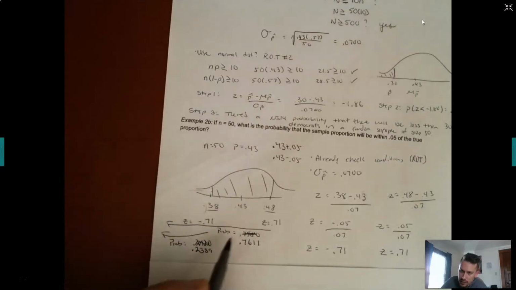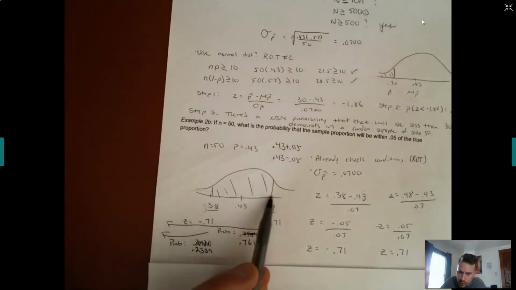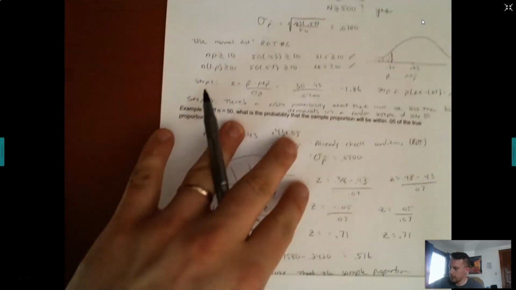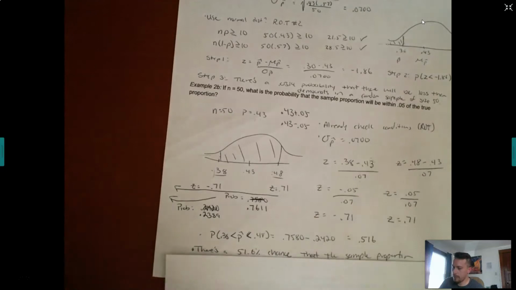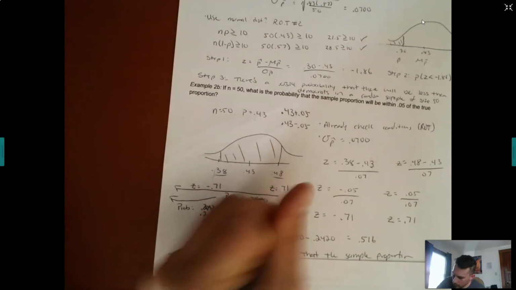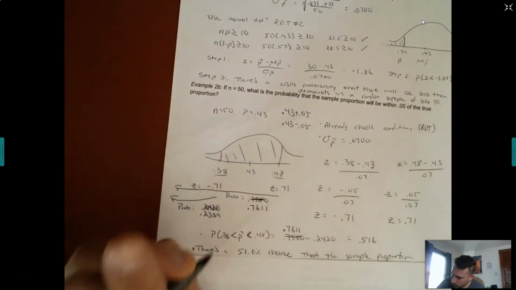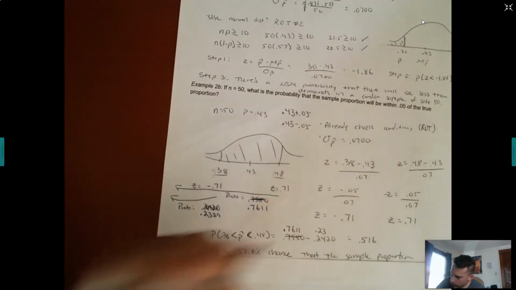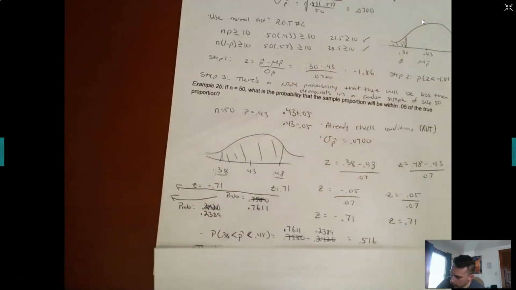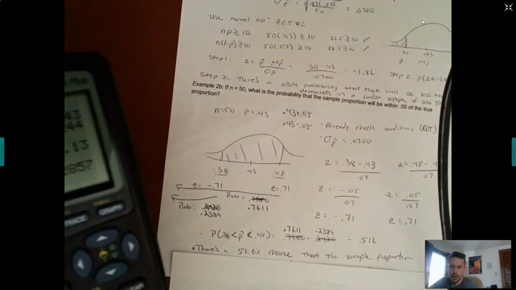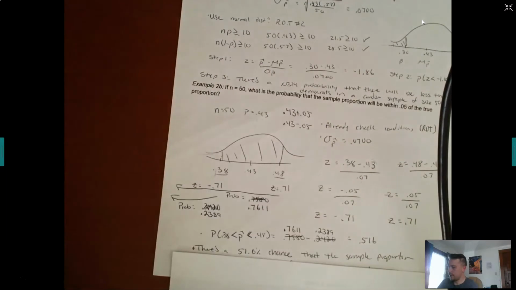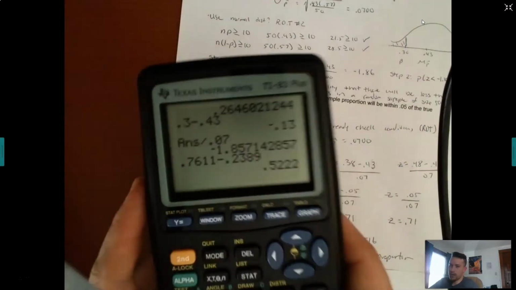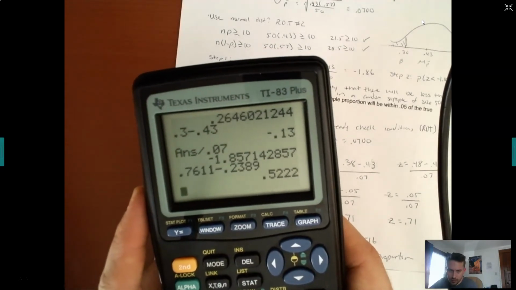0.2389 is to the left of this. 0.7611 is to the left of this. So we subtract those, and we get 0.2389. I used the table wrong before. Okay, so that would be 0.7611 minus 0.2389, 0.5222.